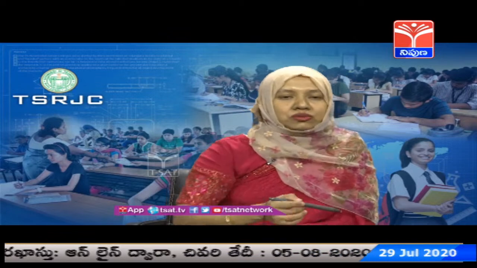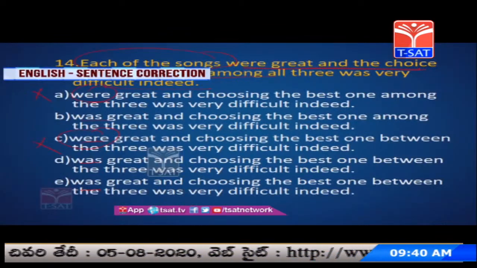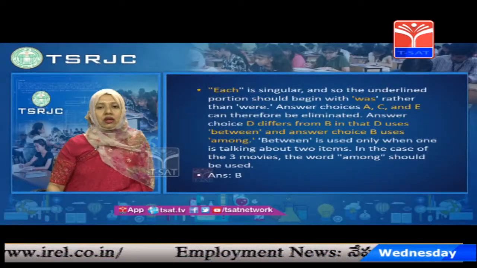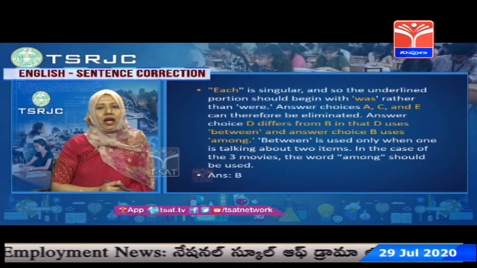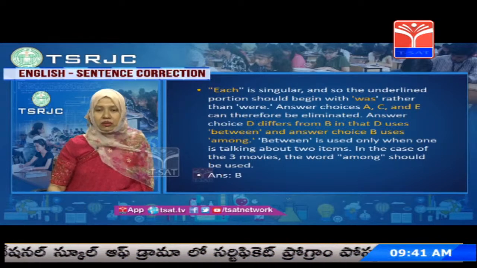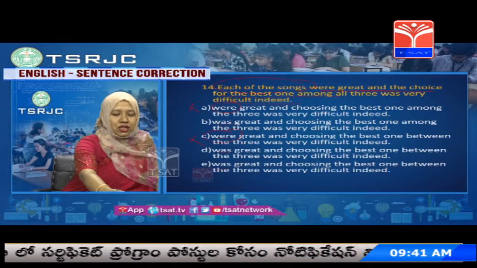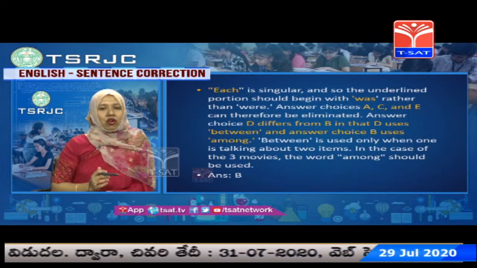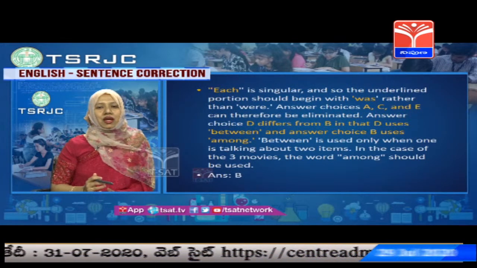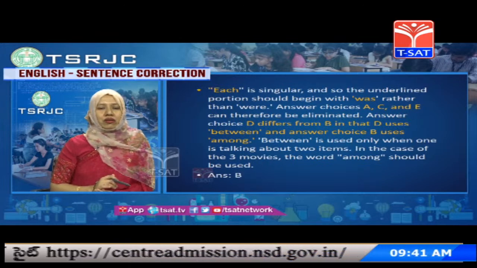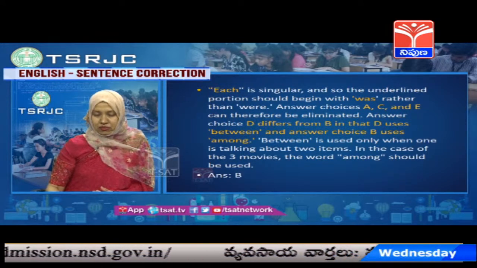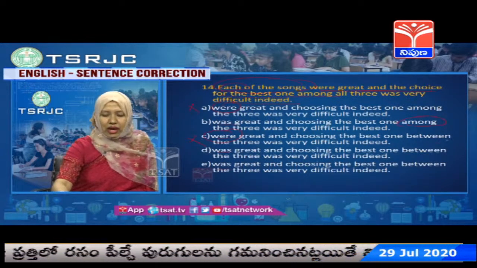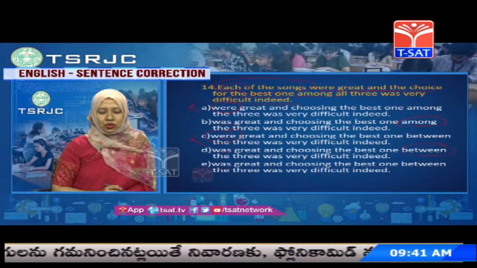Now, we are left with 3 options. Was is there. Out of these 3, you have to select which one is the correct one. How will you do it? Now, if you look at options A, C and E, they are using the verb was, a singular verb. Each is there, so the verb also should be singular. Now, if you look at option D, it differs from B in that D uses between, and B uses among.